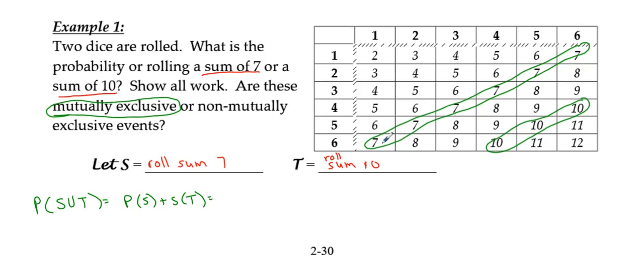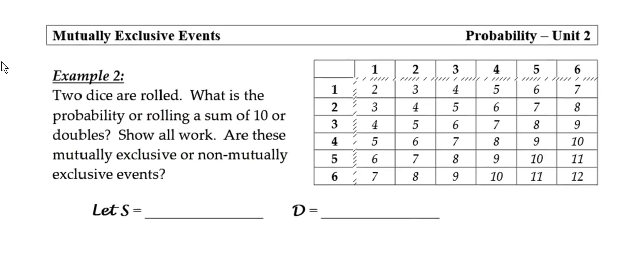So the probability of a sum of 7 is there's 6 out of 36. And the probability of a sum of 10, there are 3 out of 36. So that makes 9 out of 36, which is 1/4 in lowest terms. So there's a mutually exclusive example. We'll take a look at a non-mutually exclusive example.